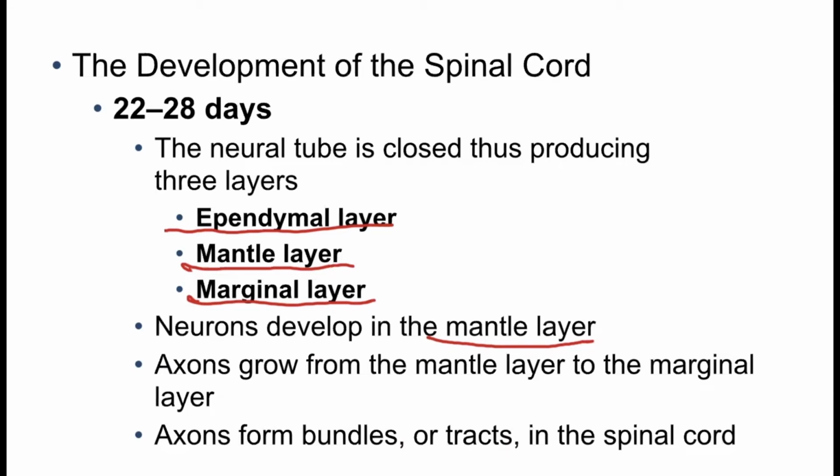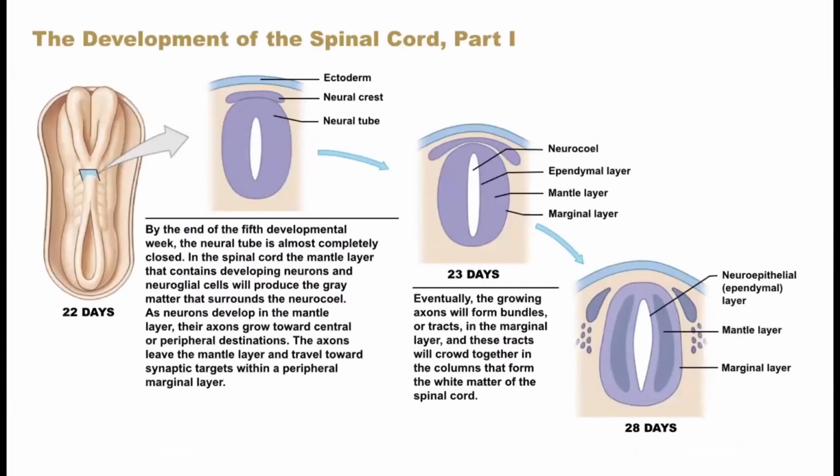Axons form your bundles and tracts in the spinal cord. Remember all the bundles that run the different tracts that connect up to the thalamus and branch up into the cerebral cortex. So there's your neural tube. These are the 3 layers. Your epidermal layer on the inside, your mantle layer in the middle, and your marginal layer on the outside. And as the nerves grow, the neurons grow in the mantle layer and extend out towards the marginal layer as they develop embryologically.